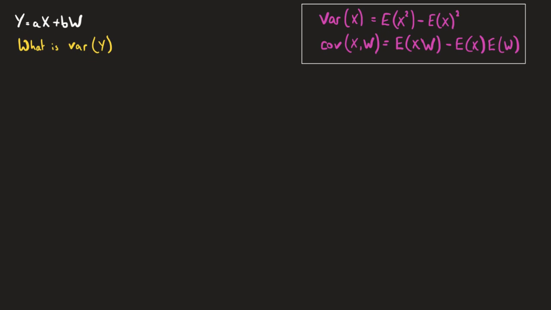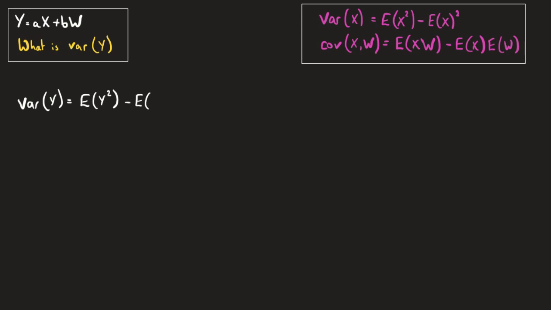So we want to try and find the variance of y, where y is equal to ax plus bw. We're going to use our first formula here to find the variance of y. So the variance of y is just the same as the expectation of y squared minus the expectation of y all squared. Now, in order to analyse this further, we're going to need to substitute in the x and w variables in place of the y's.